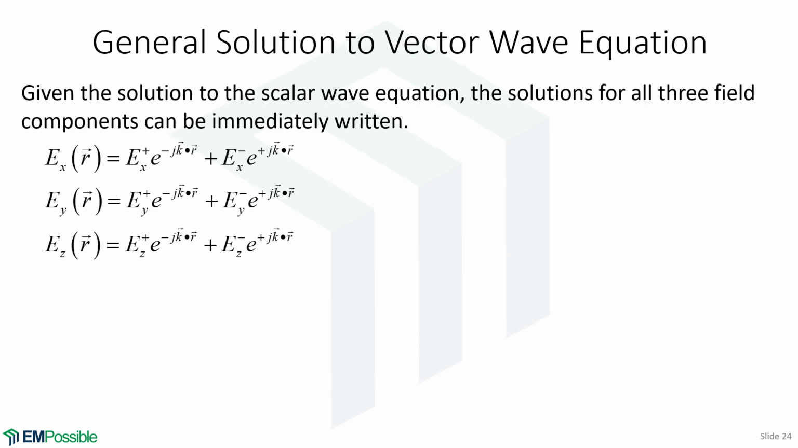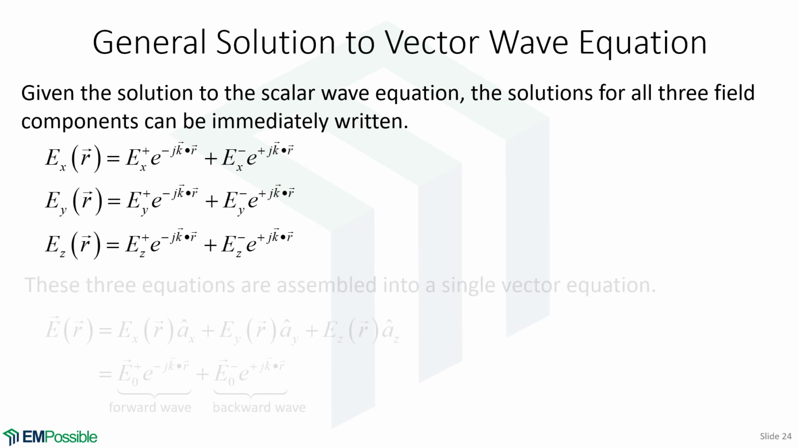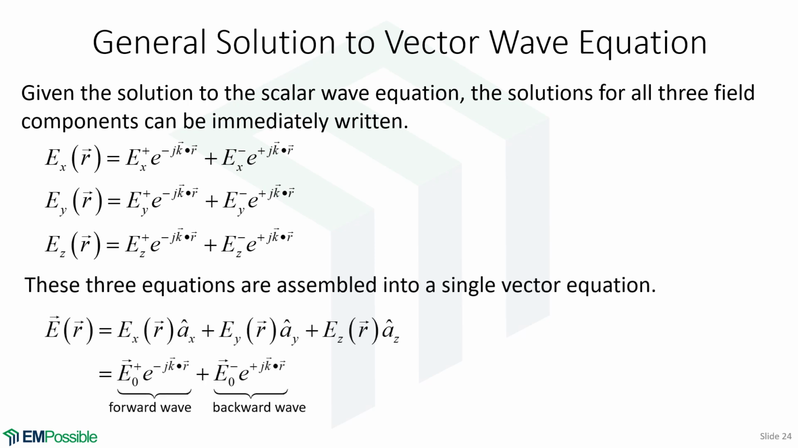So we could apply that general solution to the x, y, and z components, and we would have a set of 6 scalar solutions. Well, remember, those were all components of a single vector wave equation. So we can tie all of these back together again and get a vector solution to the original vector wave equation. And it looks very similar.